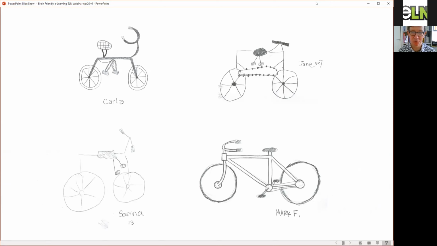Actually, a lot of people struggle when they draw a bike, the geometry of the frame. It's basically 2 triangles, as Mark has shown there. Anyway, hopefully that was a useful exercise. Hopefully that's updated your schema on bikes.